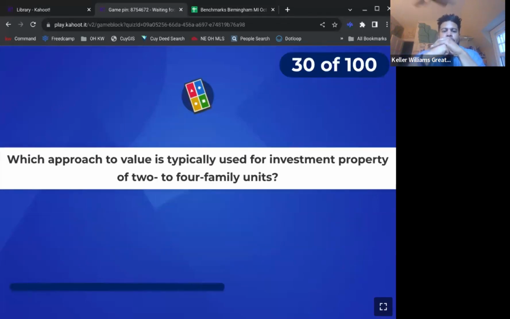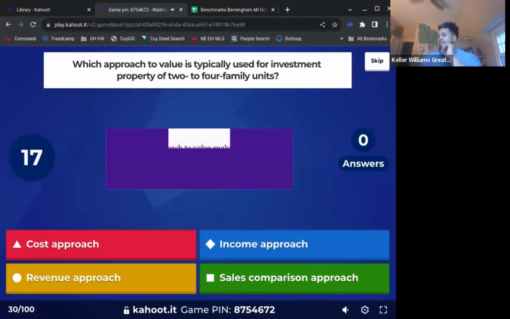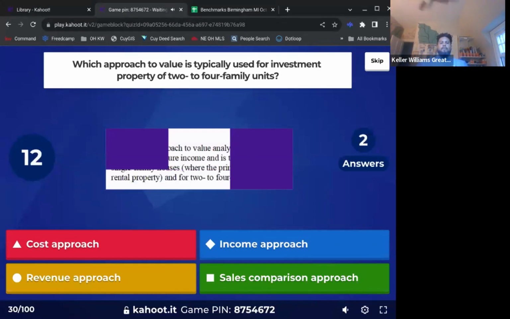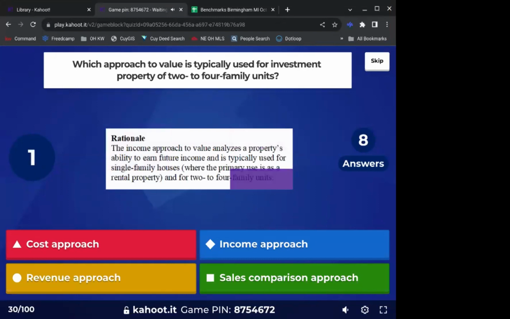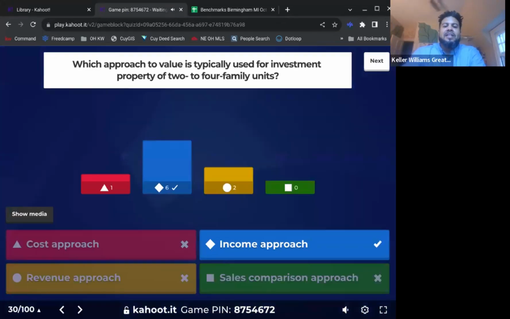Which approach to value is typically used for investment property of 2 to 4 family units? An easy way to think of this is, why do people usually buy 2 to 4 family units? So what do they want? Revenue. Well, it's an income approach. So you're right about wanting revenue, but it's about the income. How much does the property make? And you can think of it as revenue, but the actual approach is called the income approach.